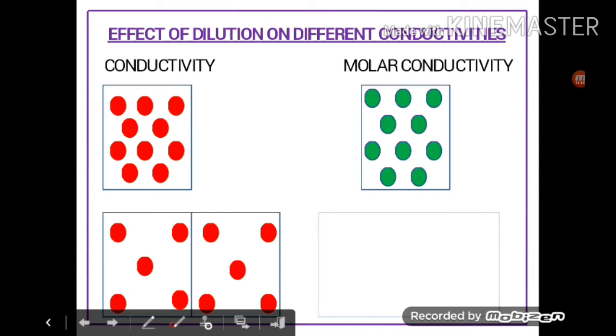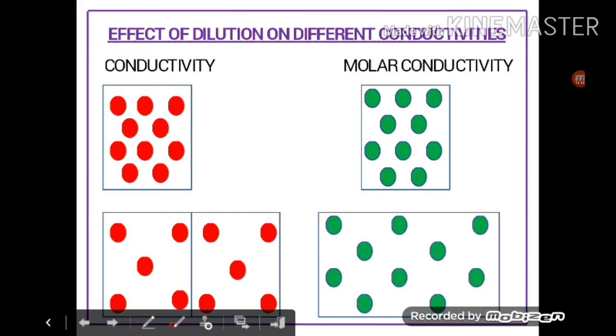Now if you increase the volume from 1 liter to 2 liter, the number of moles will not change. The number of moles will be 1 mole, or we can say the number of particles is the same, only the volume is increasing, but molar conductivity depends on the number of moles, not on volume. So volume is not important here, the important thing is the number of moles. So the number of moles is not changing. Neither are the number of particles decreasing nor increasing.